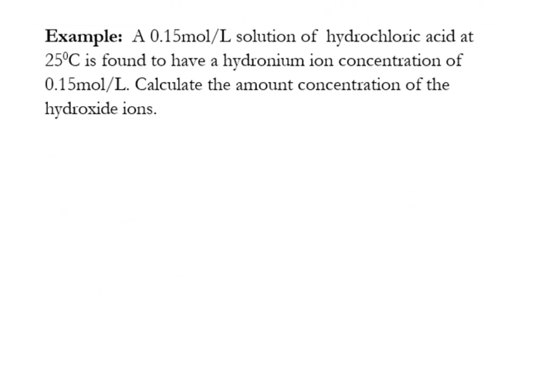Okay, so it says that we've got a 0.15 molar solution of hydrochloric acid, and it actually has a hydronium ion concentration of 0.15 moles per liter. I want to talk about that one for a bit here. If I were to make an ICE table for how this would look, we haven't done this in a while, but here's the basic idea.